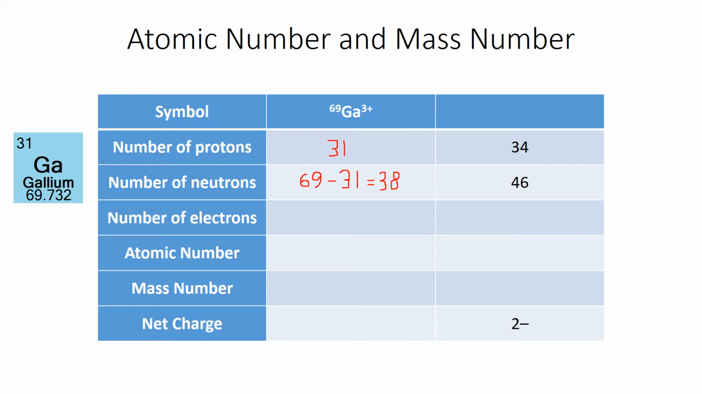So now, let's figure out the number of electrons. So I have 31 protons, and I have a charge of +3, so that means I must have 3 more protons than electrons. So if I take my atomic number, and this always works, and I subtract the charge, 31 minus +3, I'm going to get 28 electrons.